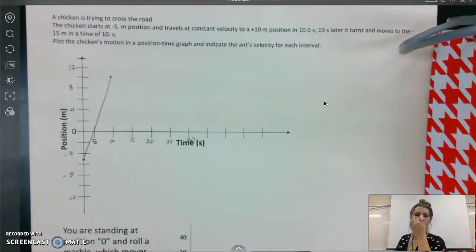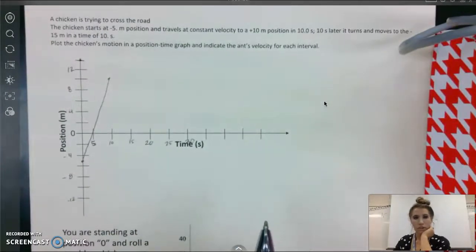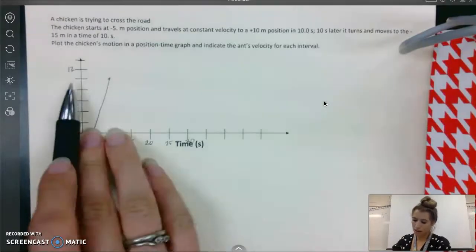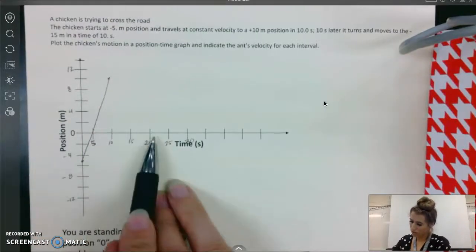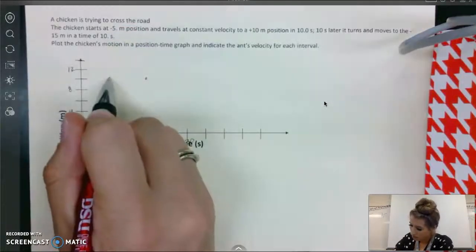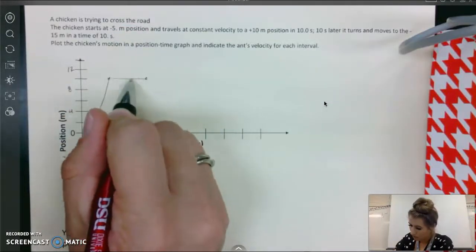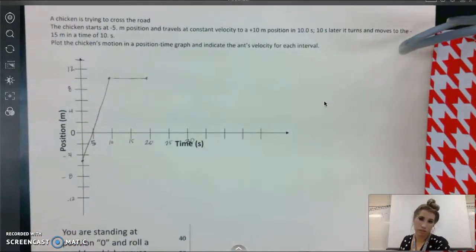Now, 10 seconds later, it turns around and moves. Meaning we were standing in the same position for 10 seconds. We stayed at our 10 meters for 10 seconds. So that means we're going to go from 10 to 20 here, and we stayed in the same position. Now notice the slope of that line would be 0. That makes sense because if we're not moving, we can't have any velocity.